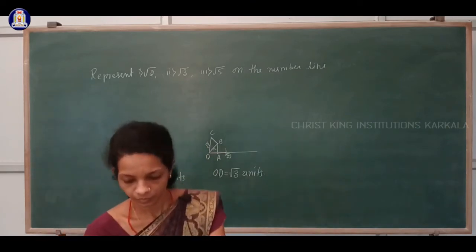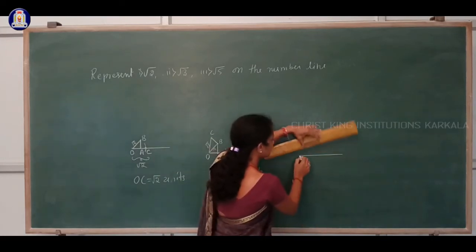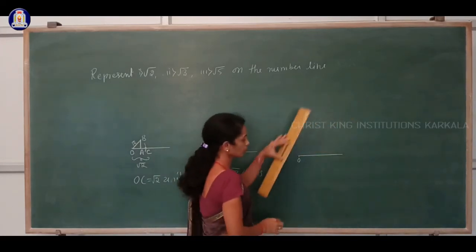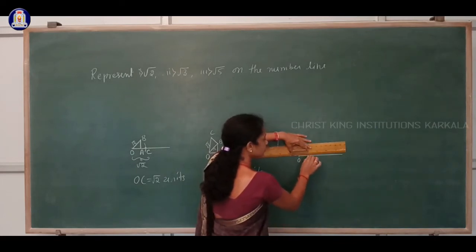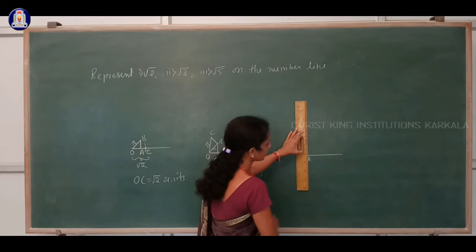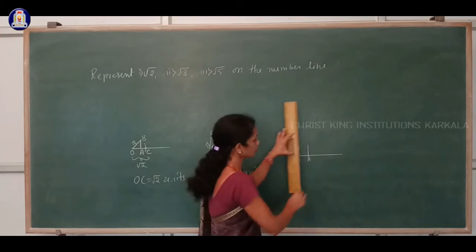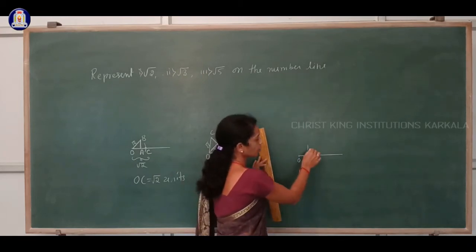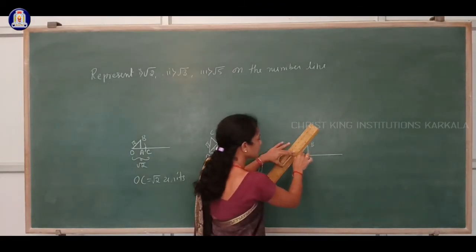Okay, so first you have to draw one horizontal line and take this point as O. Next you have to mark one point at 1 centimeter distance, take that as A. Now keep your scale exactly vertical at A, and draw one perpendicular of length 1 centimeter. You have to draw perpendicular to OA, okay, of length 1 centimeter. Take the end point as B, join that B with O.